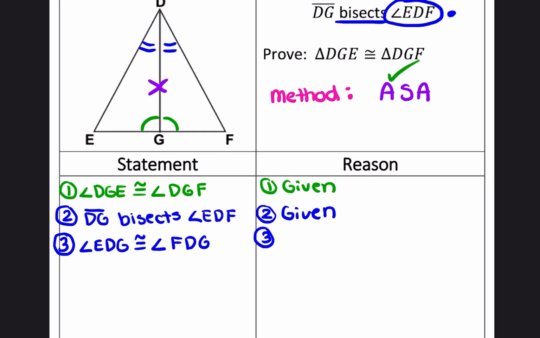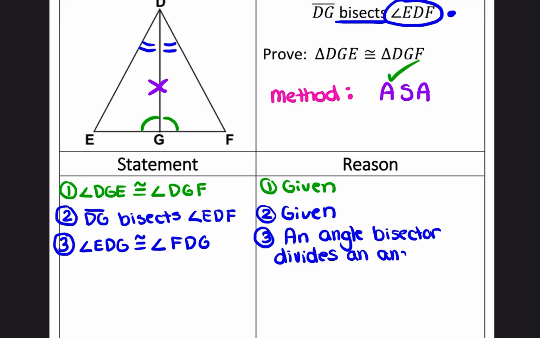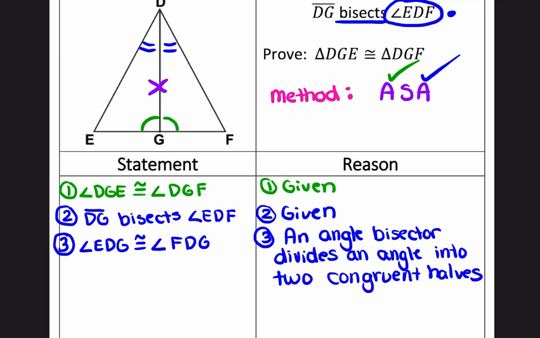And the reason is, same thing that we see over there, an angle bisector divides an angle into two congruent halves. And I want you guys to pay attention to this because here, now I have an angle congruent to another angle, which means I can go ahead and check this off on my method, right? So this little grouping, this little two-statement blue piece is what we get when we are using a bisector.